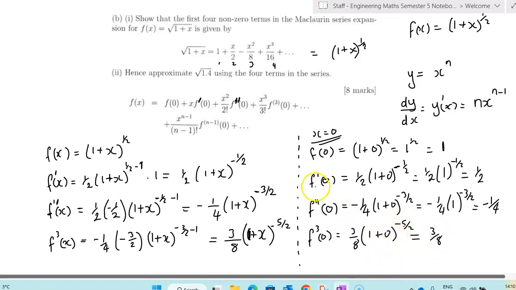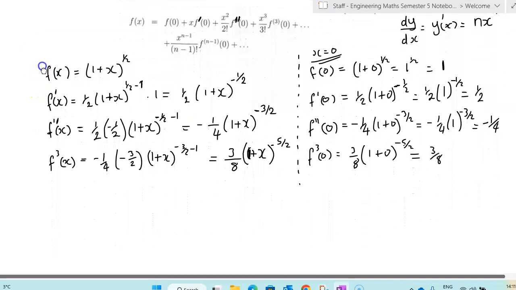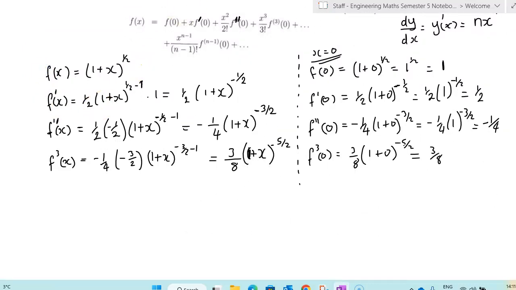Now, if you go back to the formula and you look at the formula here, it's f of 0. That's the 1. Then x times f dash 0, so it's going to be x multiplied by a half, and so on. So I'll just scroll down the page a bit and we'll fill this in. And as you do it, you compare it with the answer that Patty gave at the beginning of the question.